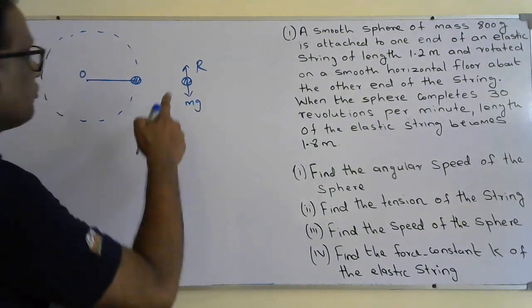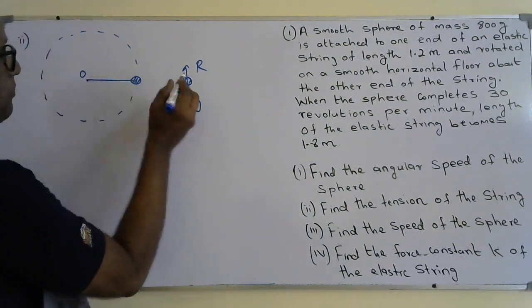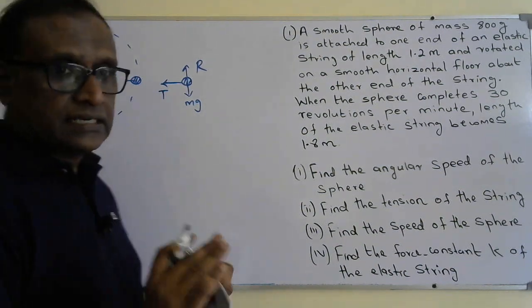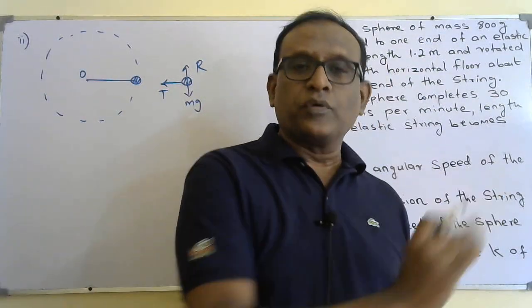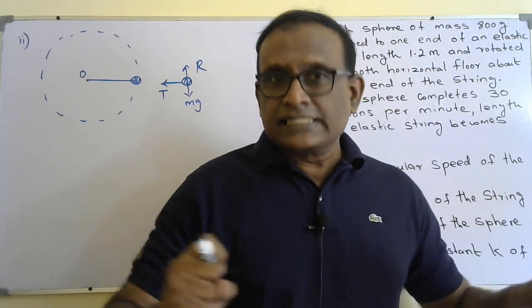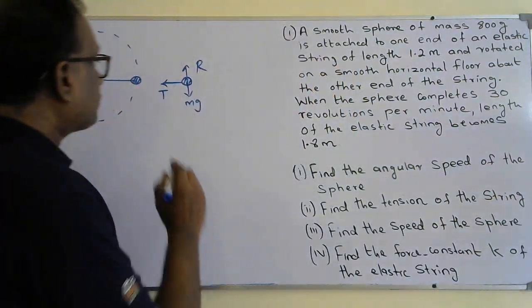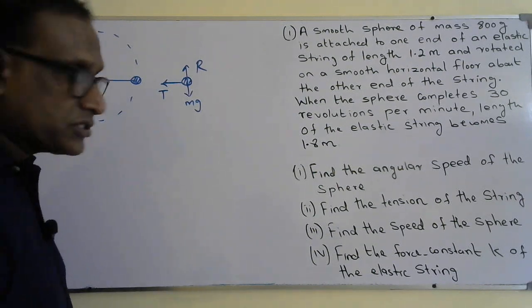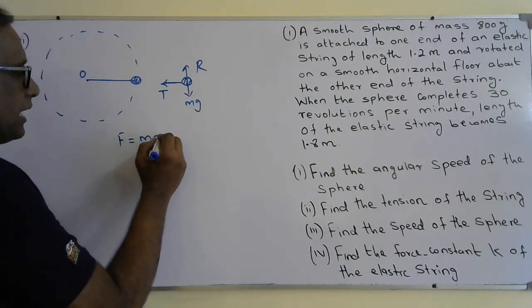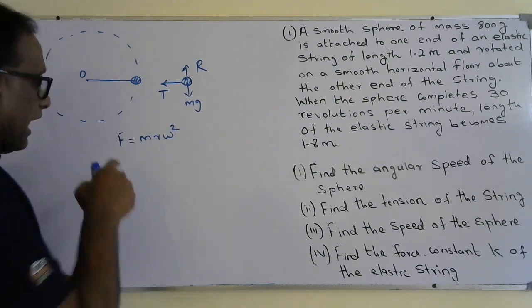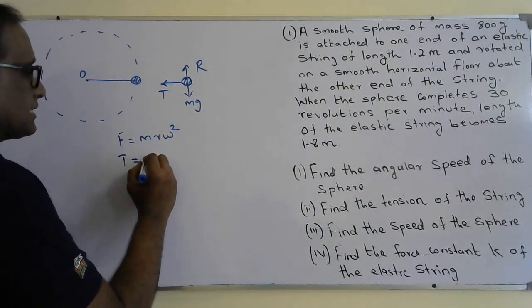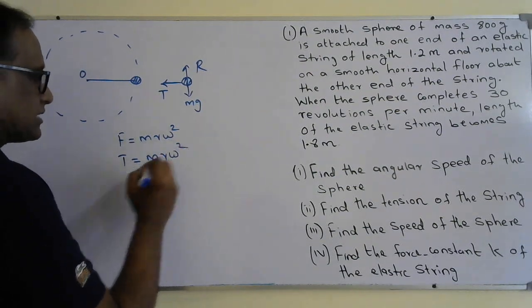So the resultant force towards the center of the circular path is the tension. I already explained that in lesson 1. The sphere has a tendency of moving away from the center, so it will stretch the string, and when the string is stretched, there will be tension. So tension provides the required centripetal force. We know the equation F equals m r omega squared, where F is the tension. I can say T equals m r omega squared.